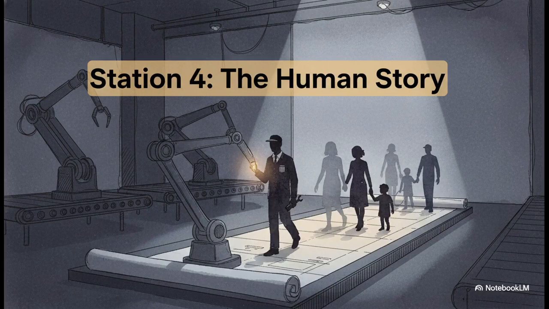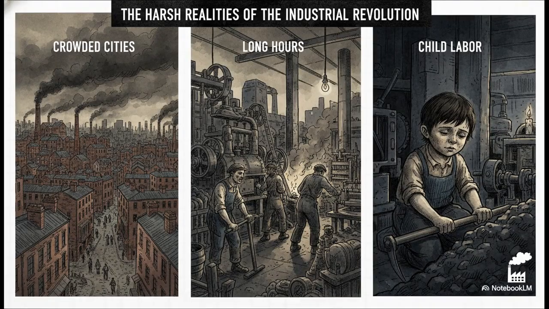Okay, we've covered where it happened and the cool new machines, but now we get to Station 4. And honestly, this might be the most important part, the impact on people. How did all of this change things for regular folks, for families, for kids? So the main point for this paragraph is that life changed, like really fast. And a lot of it was, well, it was really hard.